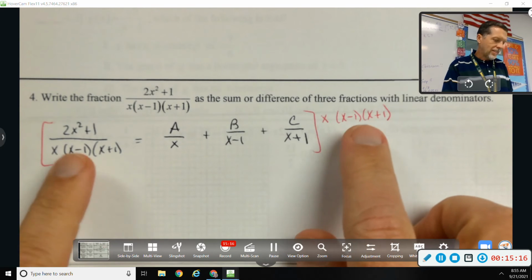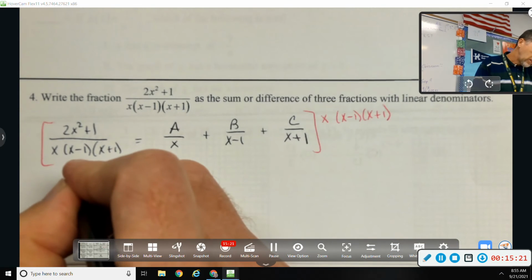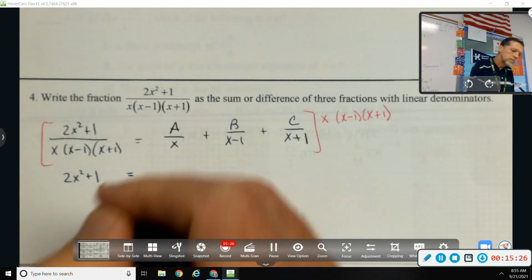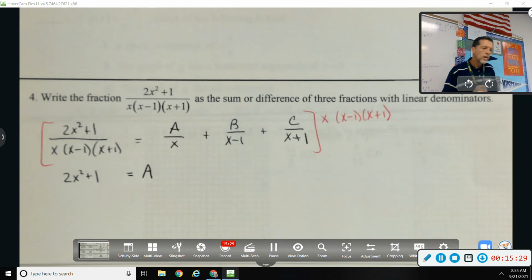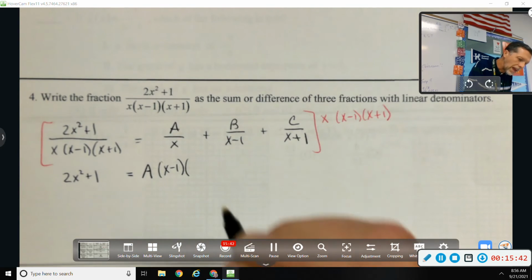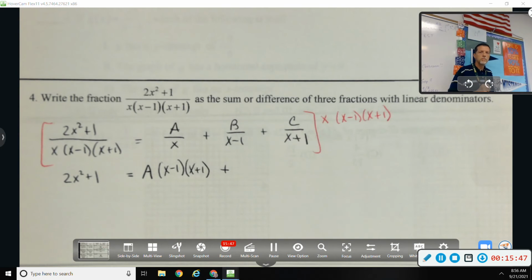So on the left-hand side, let's see, everything would cancel, and I'd be left with 2x squared plus 1. That's the easy one. With the a term, what cancels? X. And so the other two are left. So would you put a twice, or just a and then both those terms? So it'd be a in both of those terms. Plus, and then the b, x.